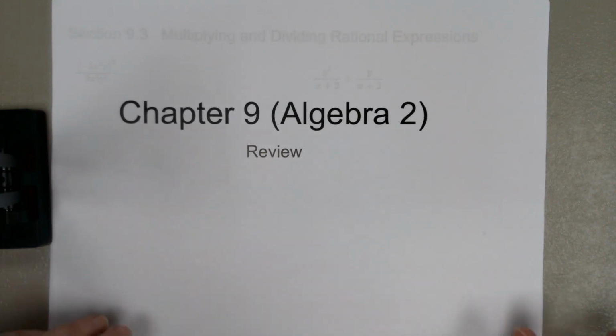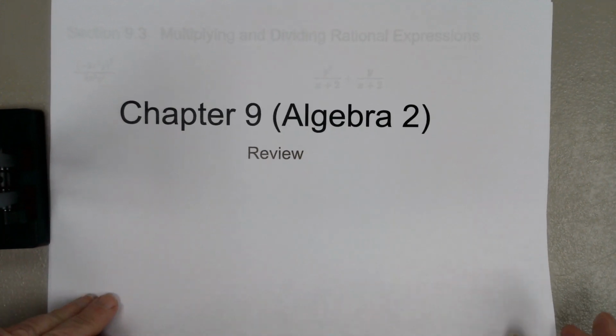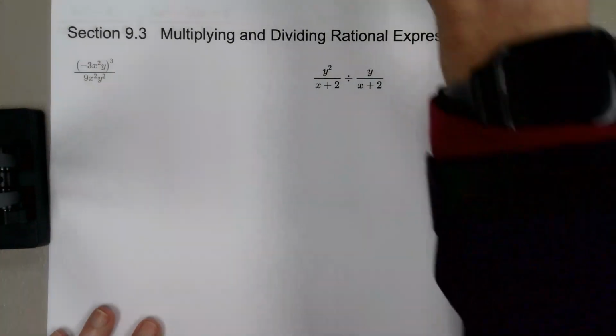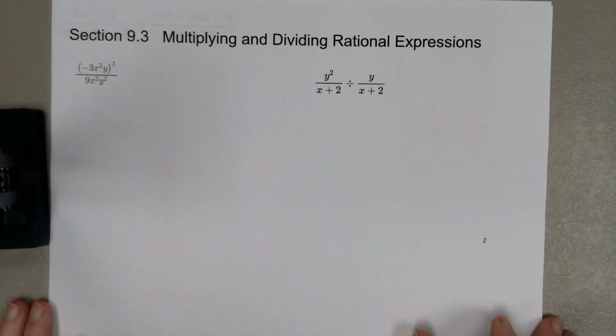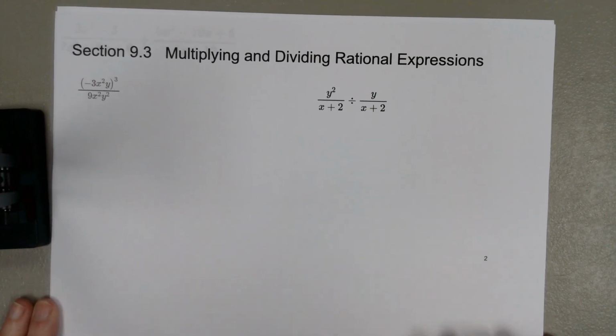For the chapter review, I'm going to work through the problems on your study guide so that you can see step by step how to do them. In section 9.3, you are multiplying and dividing rational expressions.